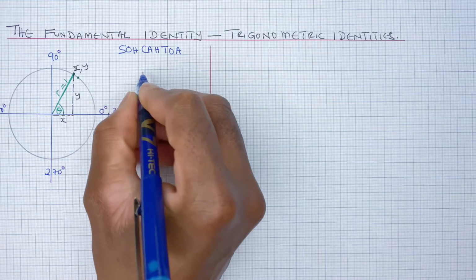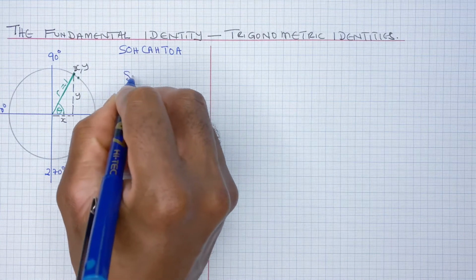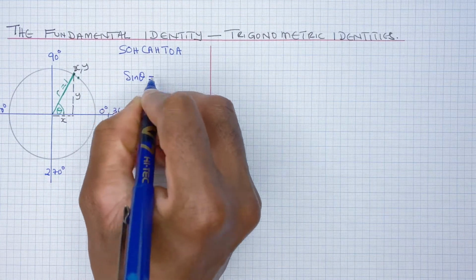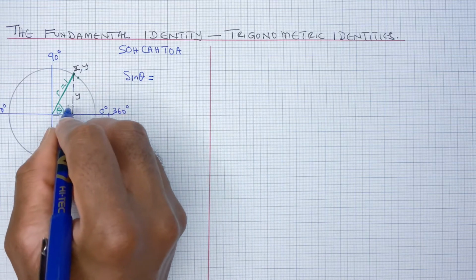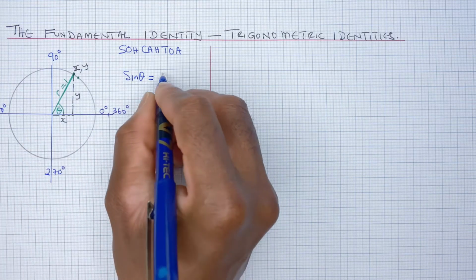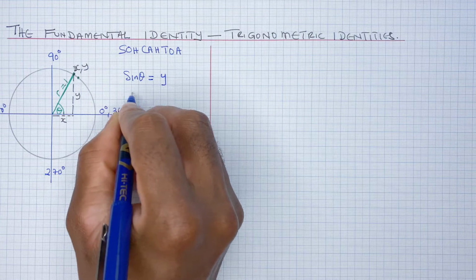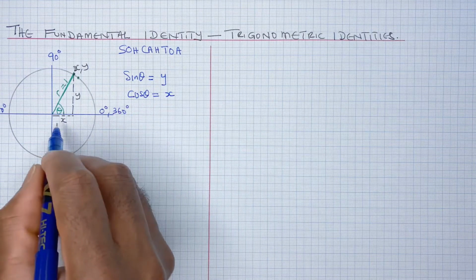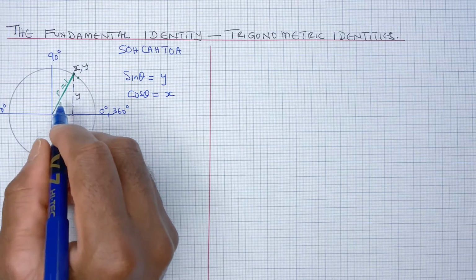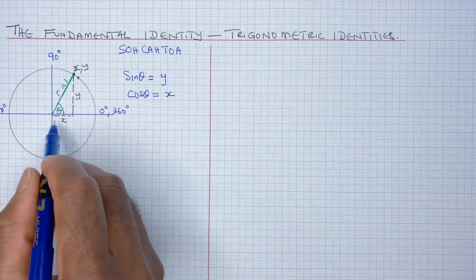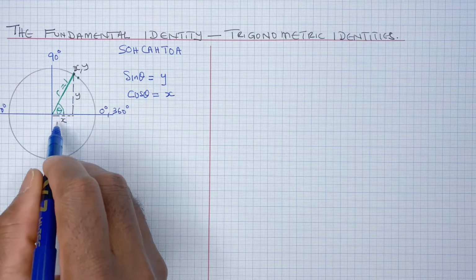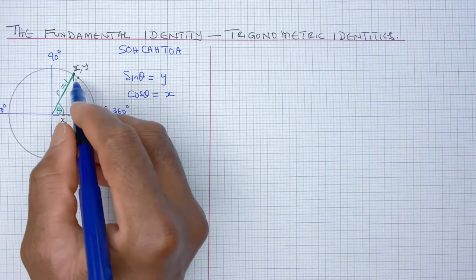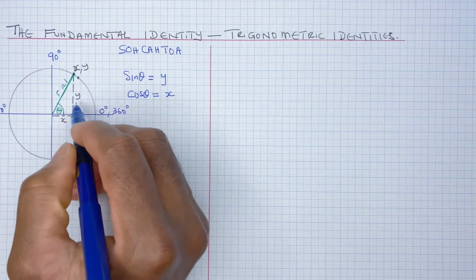Right, so for sine of theta, sine theta is y over 1. So that's just y. For cos of theta, it's going to be x over 1, which is x. So this side here is x, that is cos theta, and this y here is sine theta.